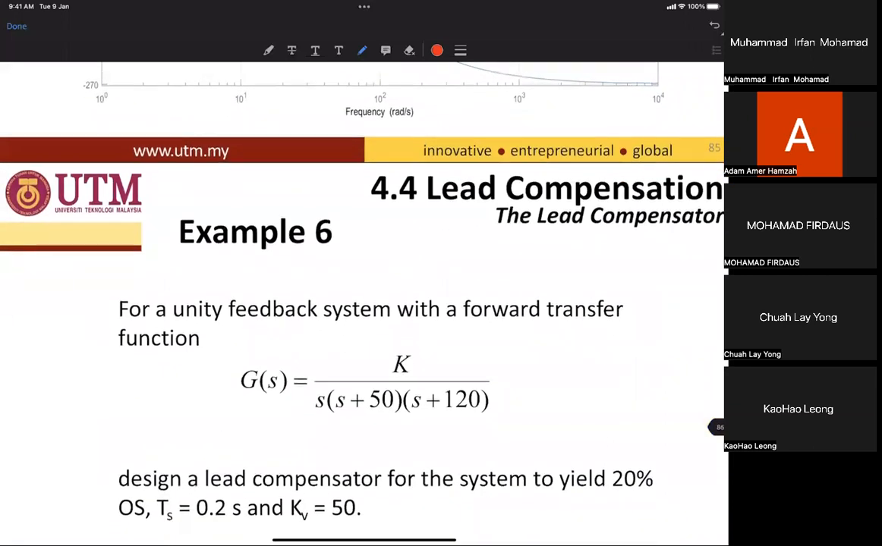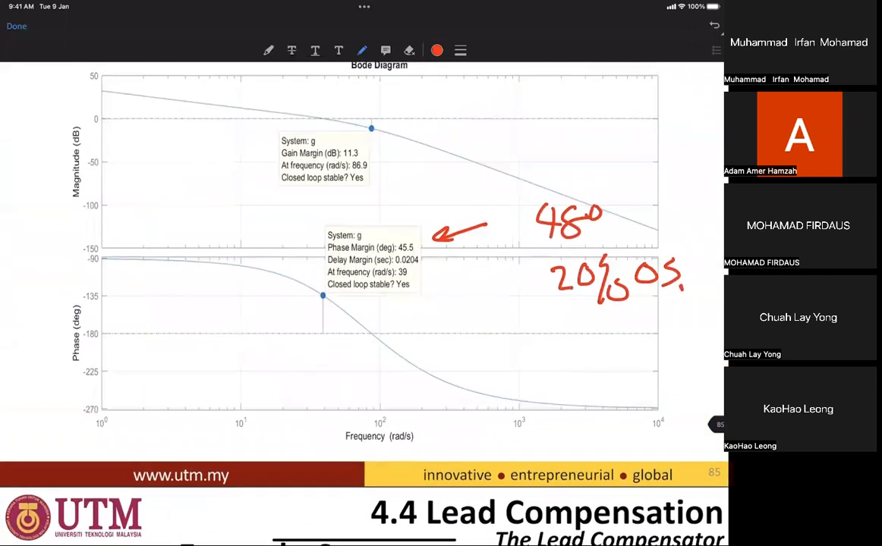Doctor, what is the difference between lead and lag, doctor? Lead is to improve transient response. Lag is to improve steady state error.